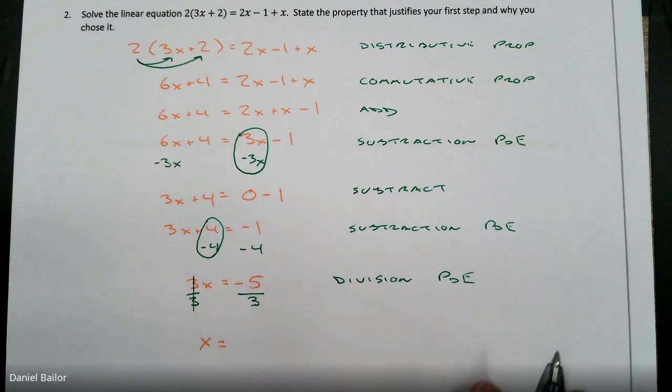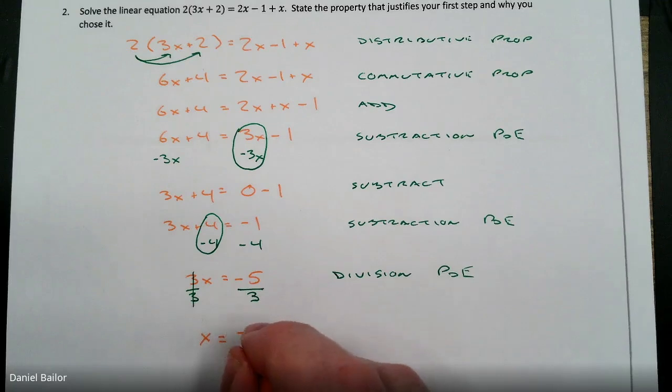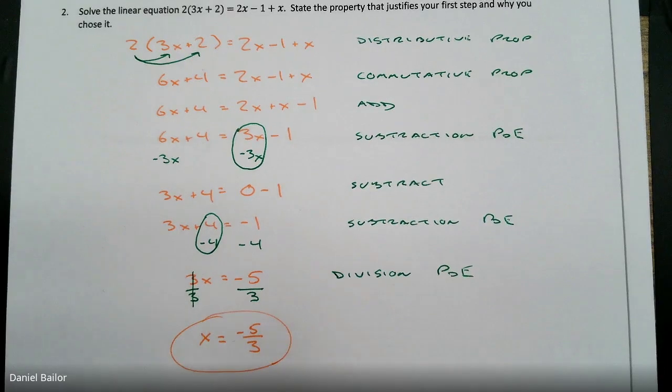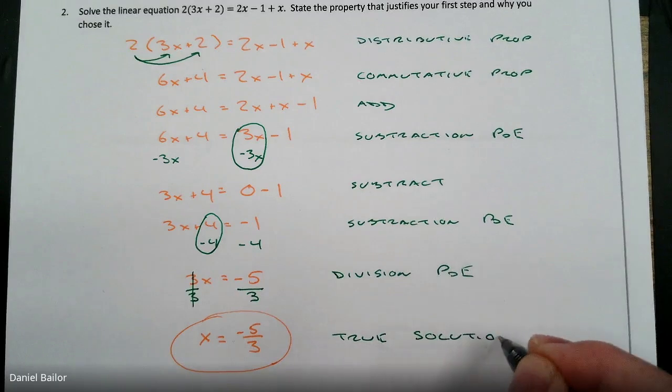So negative 5 divided by 3 is just negative 5/3. That is all you need to write. That is our true solution. That is what x equals.